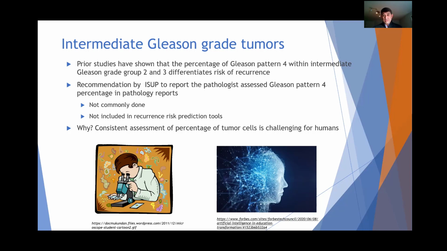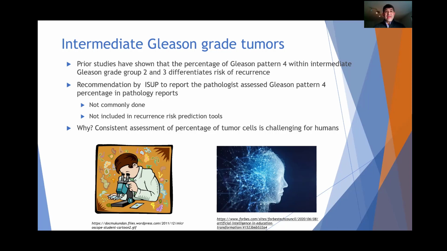And because of this known differentiation by the percentage of Gleason pattern 4 present, it's been the recommendation of the International Society of Uropathologists to report the human pathologist-assessed Gleason pattern 4 percentage in pathology reports. However, this is not commonly done, and even though it does differentiate recurrence risks within these intermediate patterns, this percentage currently isn't included in recurrence risk prediction, and the question is why?